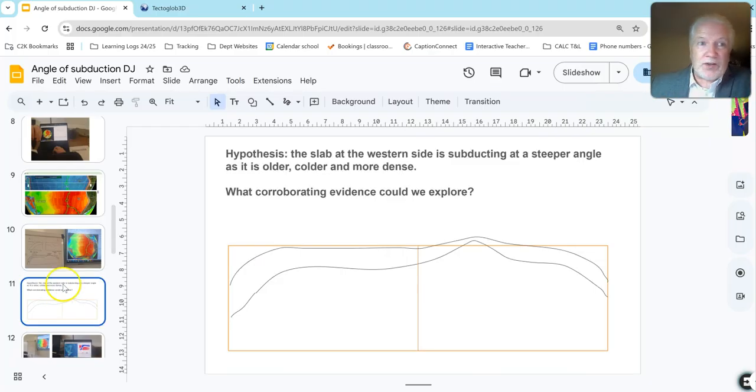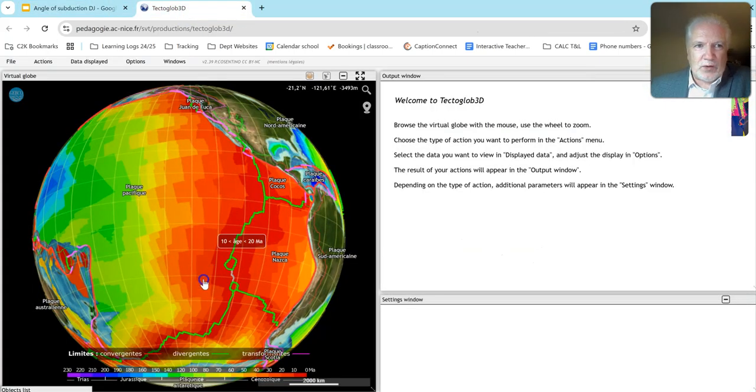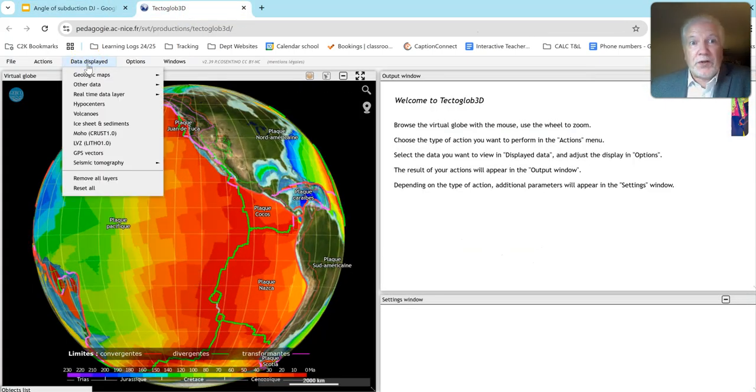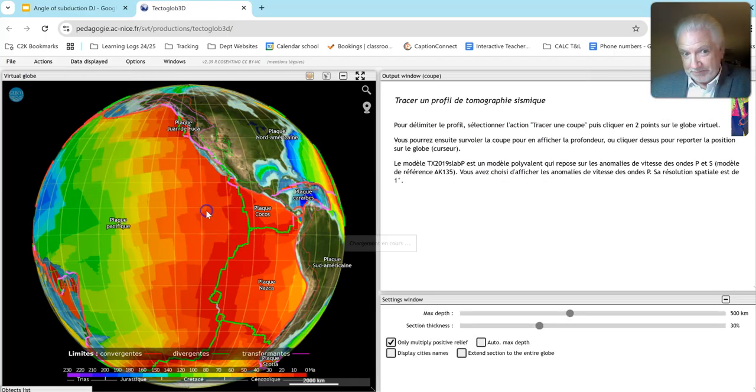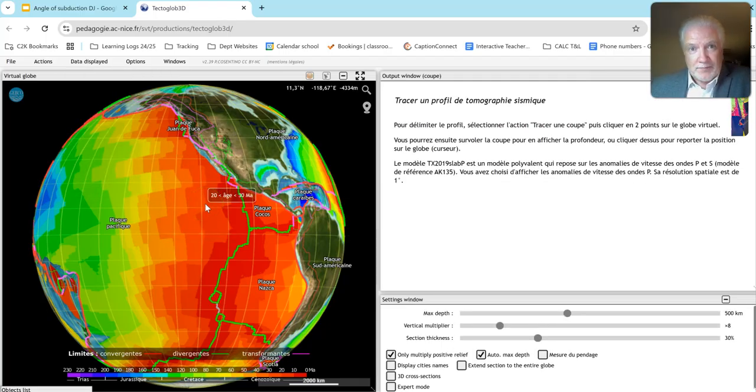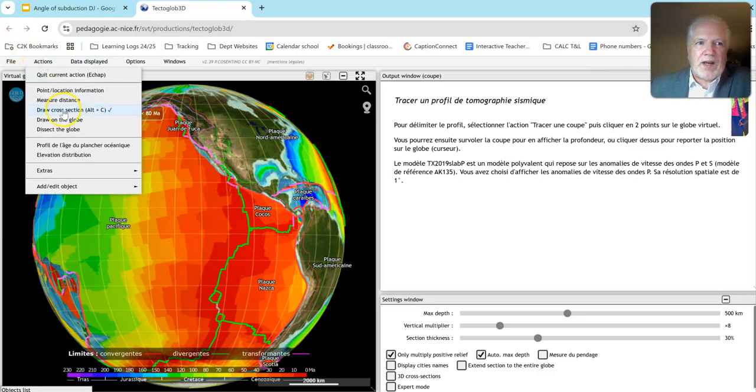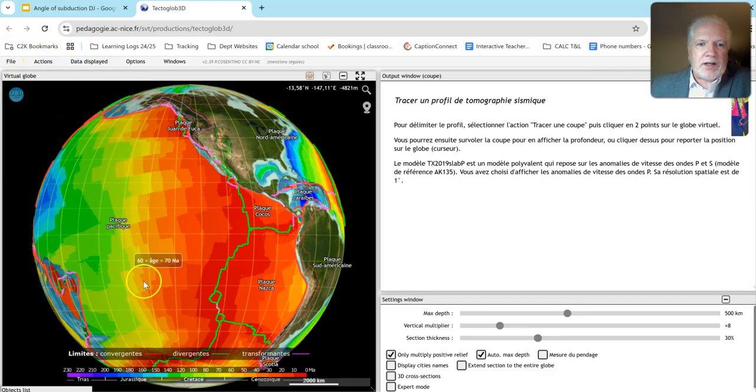Can we get more corroborating evidence? Yes, of course we can. Let's go back into Tectoglobe 3D, because there's another set of brilliant data that we can use, and that's the seismic tomography, the CT scan of the mantle. So I'm turning on this layer that's currently buried underneath the globe, that's going to enable us to do a slice through and see what the slab looks like. So I need to come over for an action here. I'm going to draw my cross section.